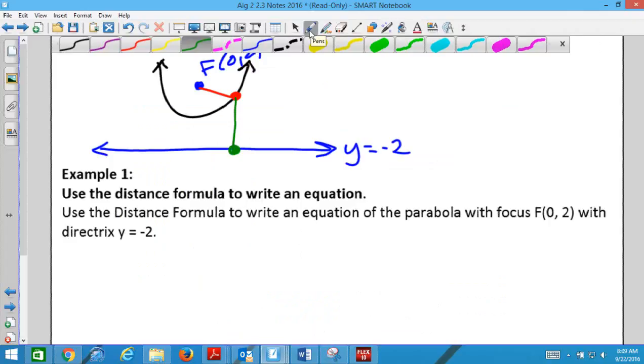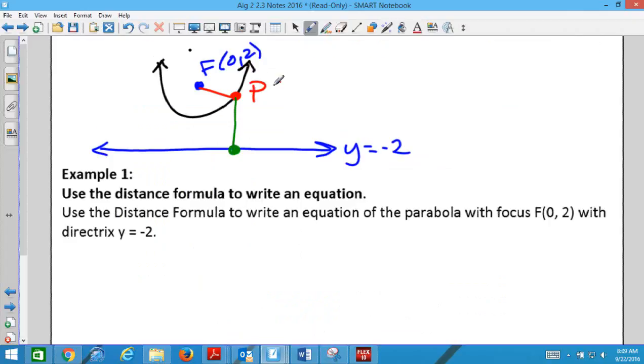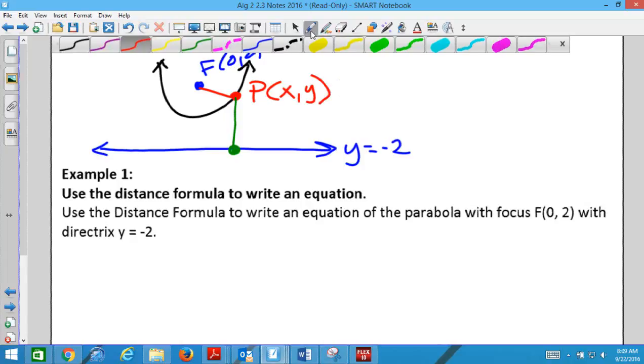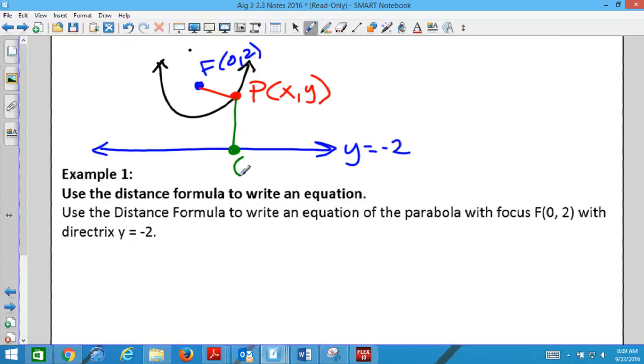So we're going to call that point on the parabola P, and we don't know the x or the y value of that point. So we'll just call that point (x, y). And then the point on the directrix that lines up with this red point, the x value is going to be the same. So we'll call that x. And then the y value is -2. And let's just call that point D.